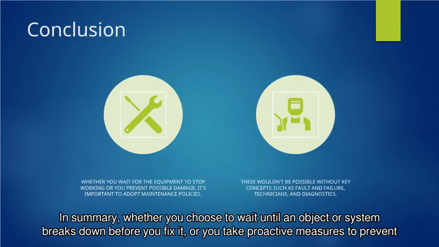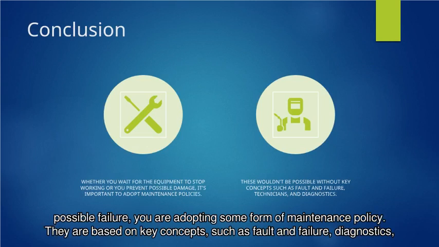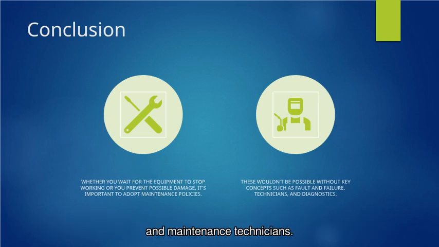In summary, whether you choose to wait until an object or system breaks down before you fix it, or you take proactive measures to prevent possible failure, you are adopting some form of maintenance policy. They are based on key concepts, such as fault and failure, diagnostics, and maintenance technicians.